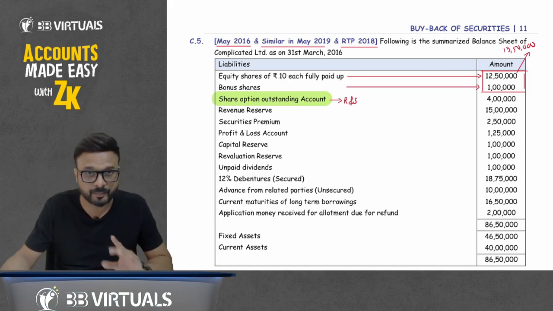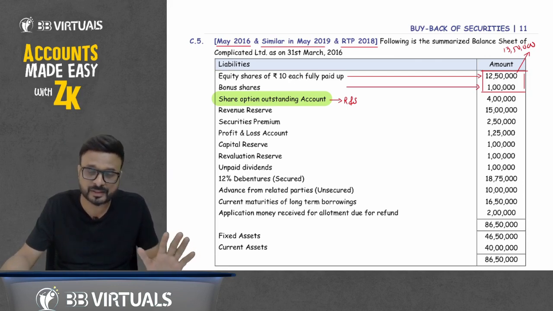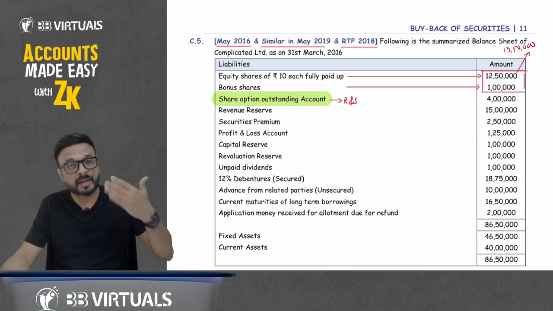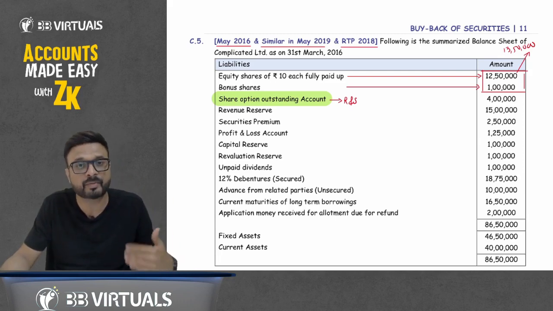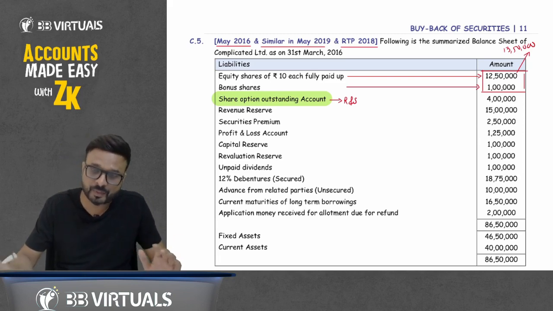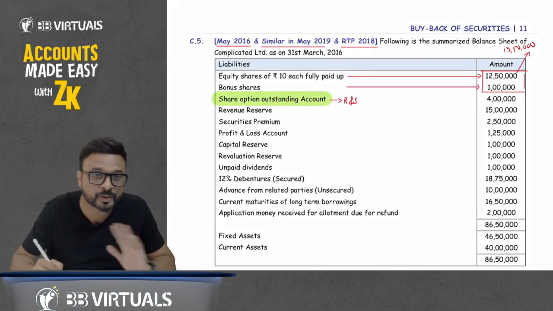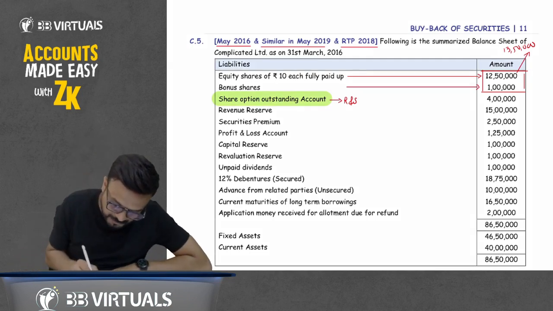But remember one thing, it is not a free reserve. We record it under reserve and surplus because ultimately it will be converted into share capital, at the time we give shares to employees. So we record it under reserve and surplus as per Schedule 3 of the Companies Act, but it is not a free reserve. Now second is revenue reserve, which is a free reserve.